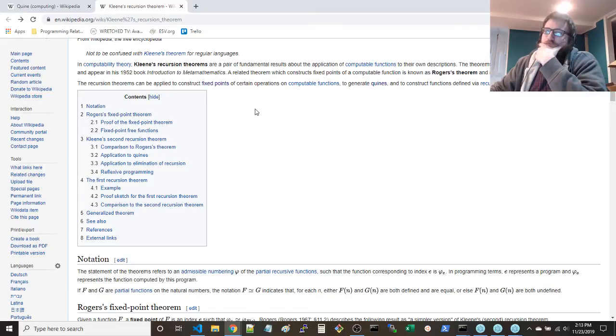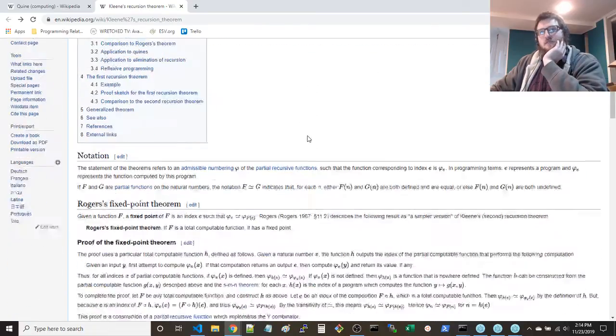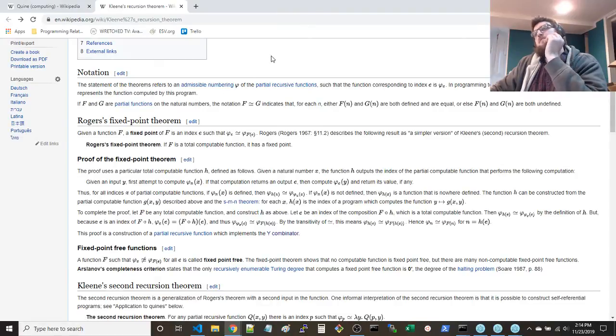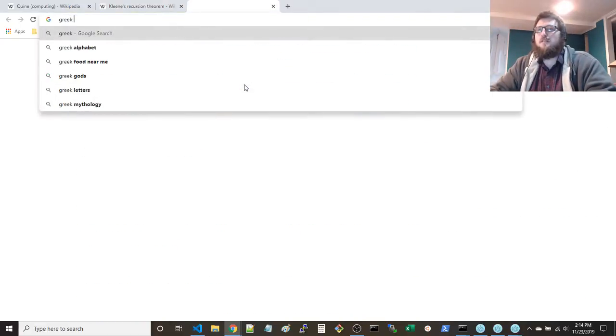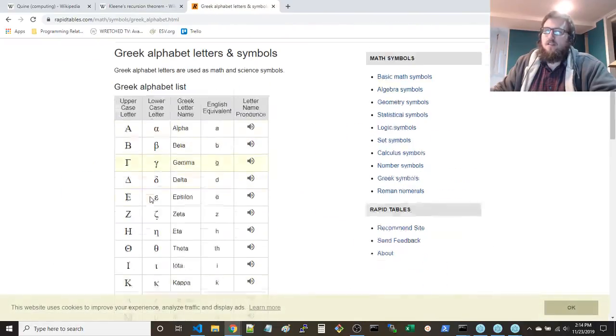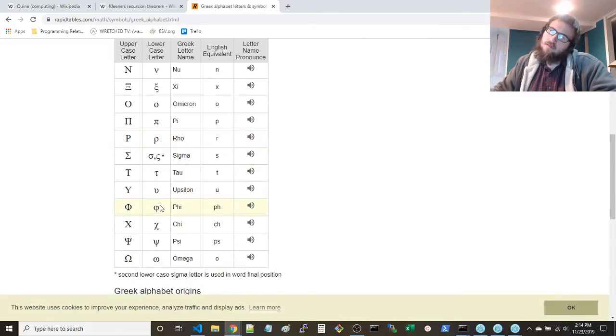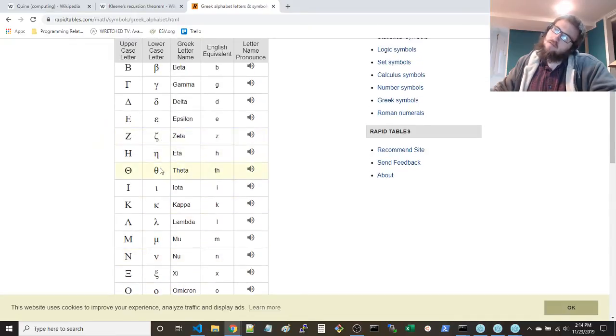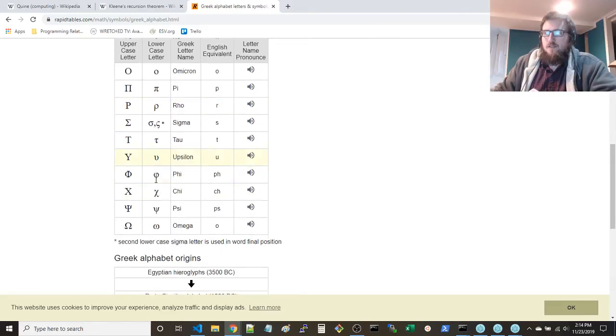Let's continue though. So you can construct fixed points of certain operations on computable functions to generate quines, and to construct functions via recursive definitions. All right, let's read on here. Statement of the theorem refers to an admissible numbering, whatever the symbol is, kind of Greek symbols. Hold on, let's go find out what I want to name that thing while we're talking about it. I've noticed in my life I often don't have enough symbols to work with.